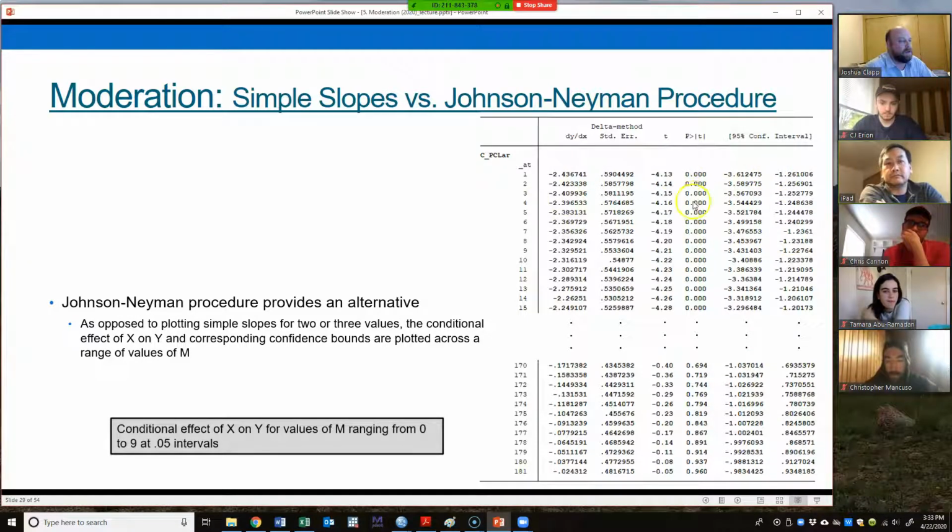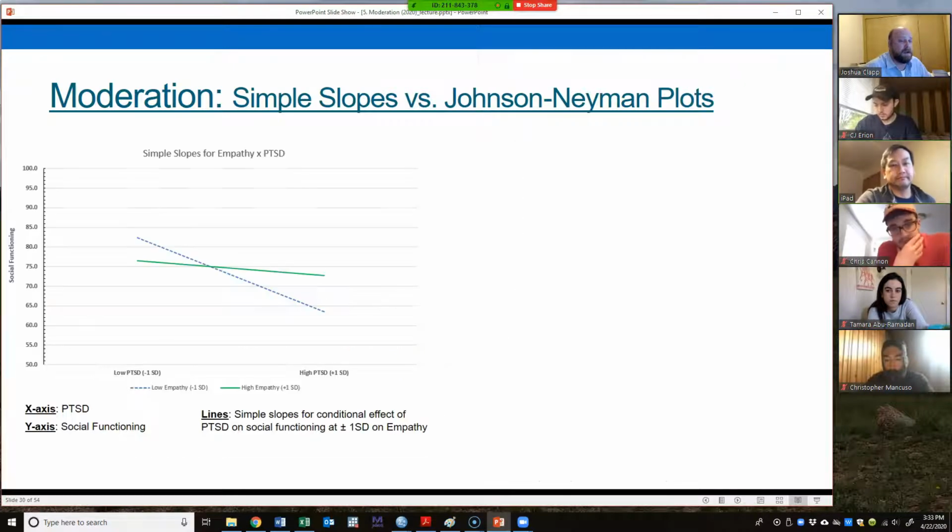We see that at low levels of the moderator, starting at 0, I have clear evidence of a non-zero effect. But by the time I get up to high levels, somewhere in between here, I stopped getting evidence for this. Now, going through and reporting this in a table with 181 values would not be tenable, right? But what we can do is go through and plot this out.